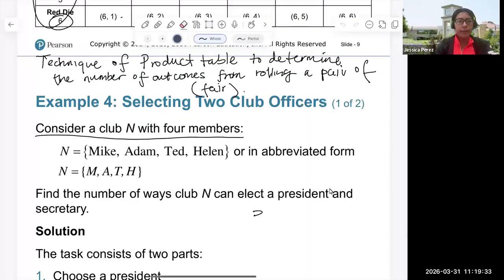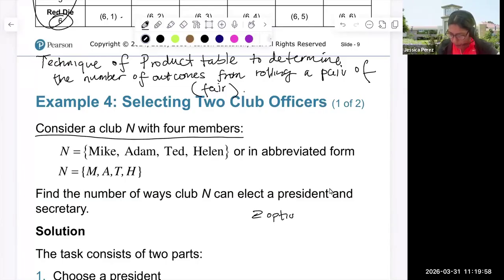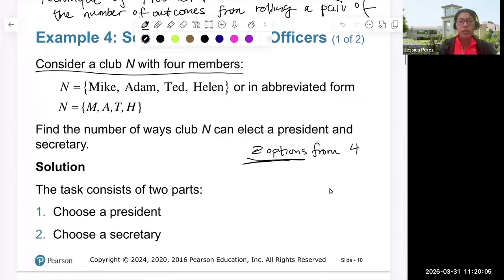Hi, everyone. Welcome back to section 10.1. Now we're working on example number 4. In this example, we are selecting 2 club officers. We're going to consider a club with 4 members, Mike, Adam, Ted, and Helen, abbreviated MATH. Find the number of ways you can elect a president and a secretary. That means you're selecting 2 options from 4 people.